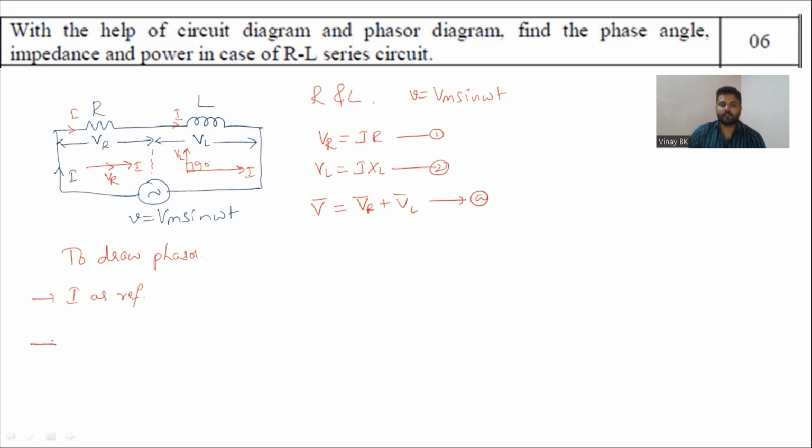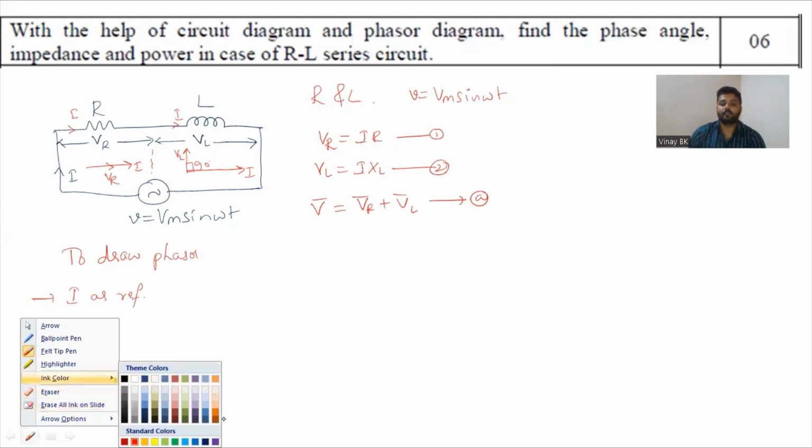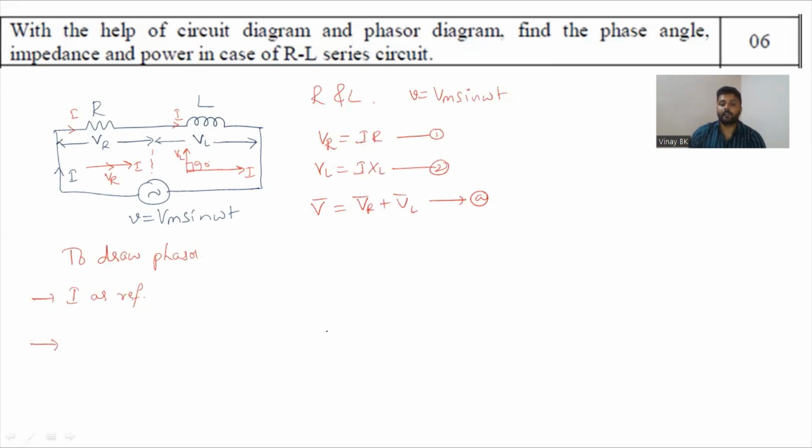And second condition, see now I am taking current I as a reference, current I. So now I is the reference. By taking current as a reference, in case of resistor, VR is in phase with I. So that is the second point, VR is in phase with I. And next, for L, that is VL. Again, by taking current as a reference, VL leads VR at an angle of 90 degrees.